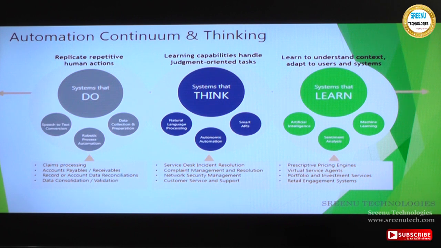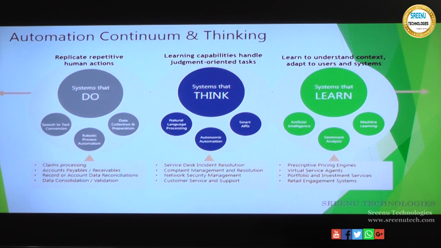And then followed by we have system that think. These systems have the capability of judgment, meaning they can make some kind of recommendations, or they can think about what is wrong and what is right. So the next level to system that do is system that think, and the next and most advanced level is system that learn. What they can do is understand or learn the current situation and then adapt to it, and when they are working they can learn quickly, and then they will serve the customer or the consumers accordingly.